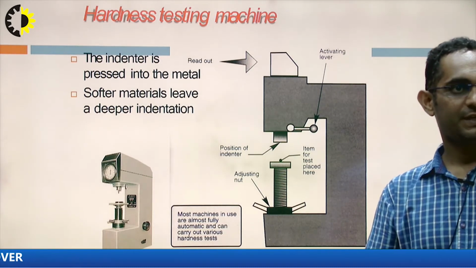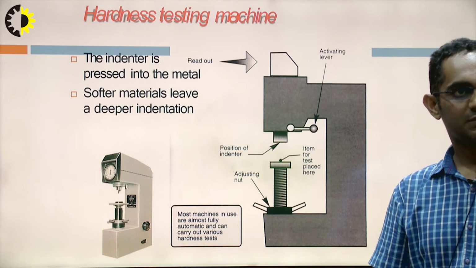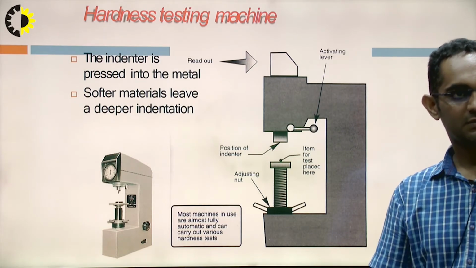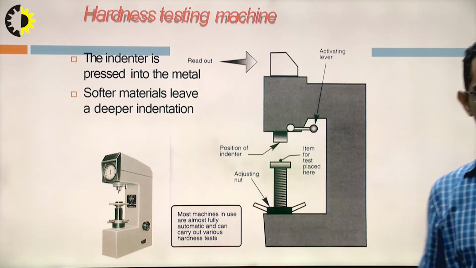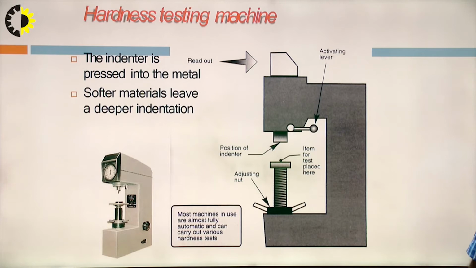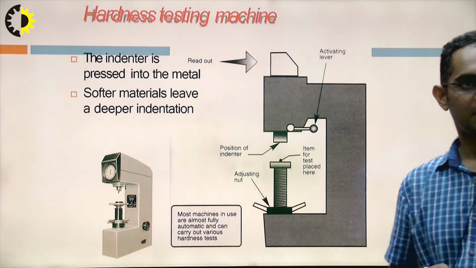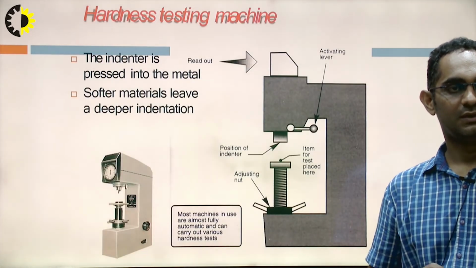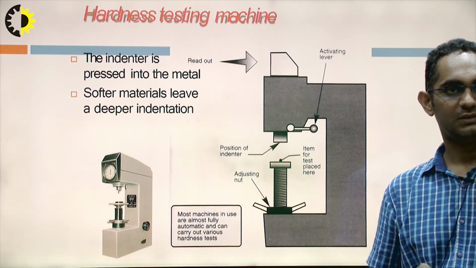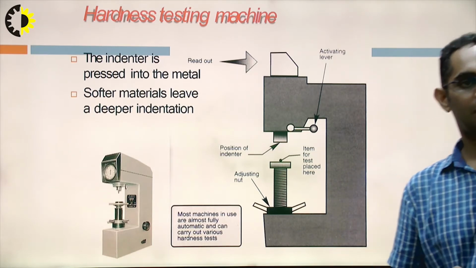The indenter is pressed into the material. What will the indenter do? It is pressed into the metal in this way, and softer materials leave a deeper indentation. This is the readout, and this is the activating lever for rotation.